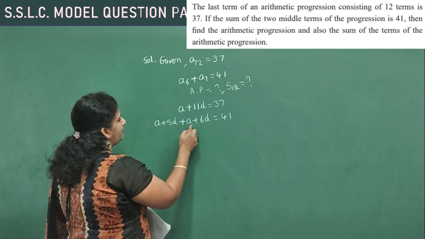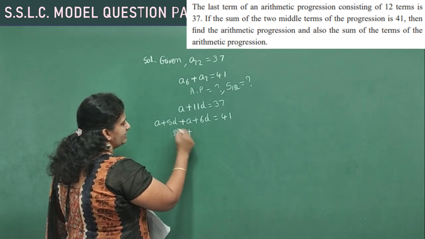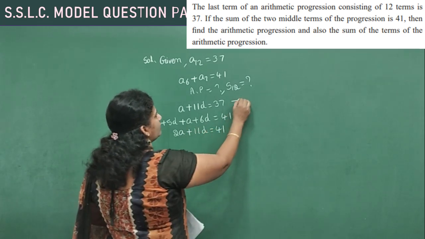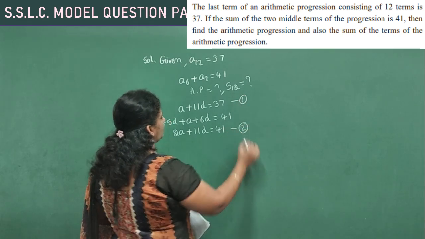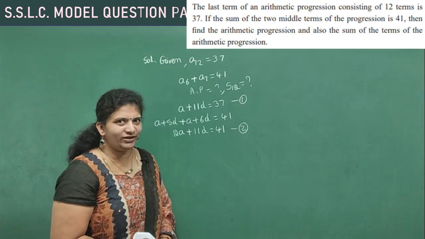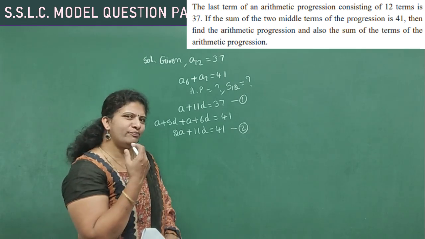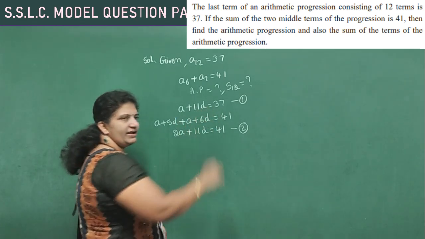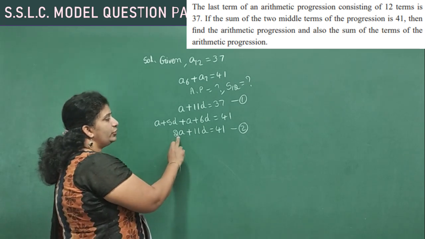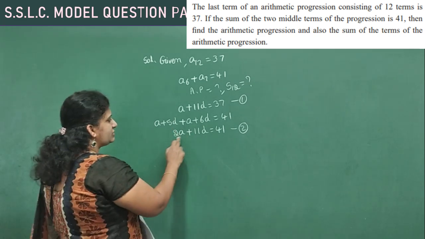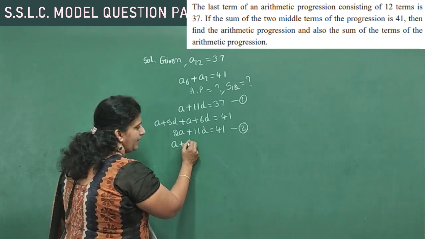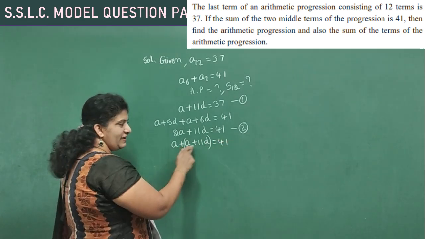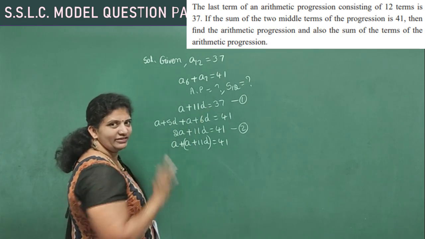Add these two. A plus A will be 2A, plus 5D plus 6D, it will be 11D, is equal to 41. First equation and this is second equation. Observe the equation carefully. Here only you get the answer. No need of prolonging the problem. We know 12th term, that means A plus 11D is 37. Observe this 2A plus 11D. This 2A, I can rewrite it as A plus A plus 11D is equal to 41. In the place of A plus 11D, I can substitute 37.